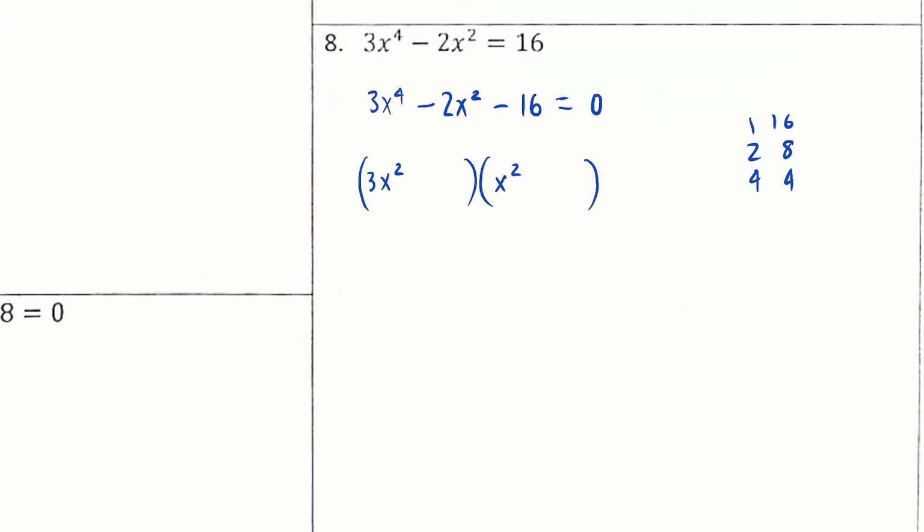So I will try the 4 and 4. What's 3 times 4? That's 12. What's 4 times 1? That's 4. Does that have a difference of 2? Nope. So it's not that.